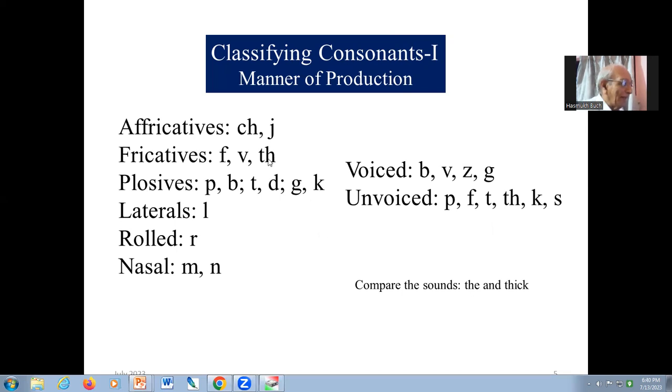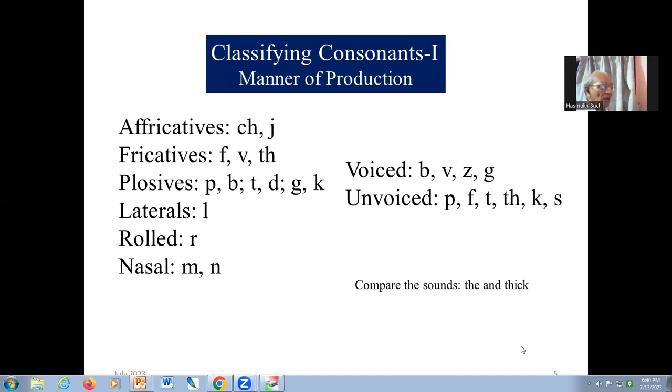And that TH is a fricative. Fine. So we have classified the consonants according to manner of production. Whether the air is withheld and immediately released, forcefully, that will be plosive.